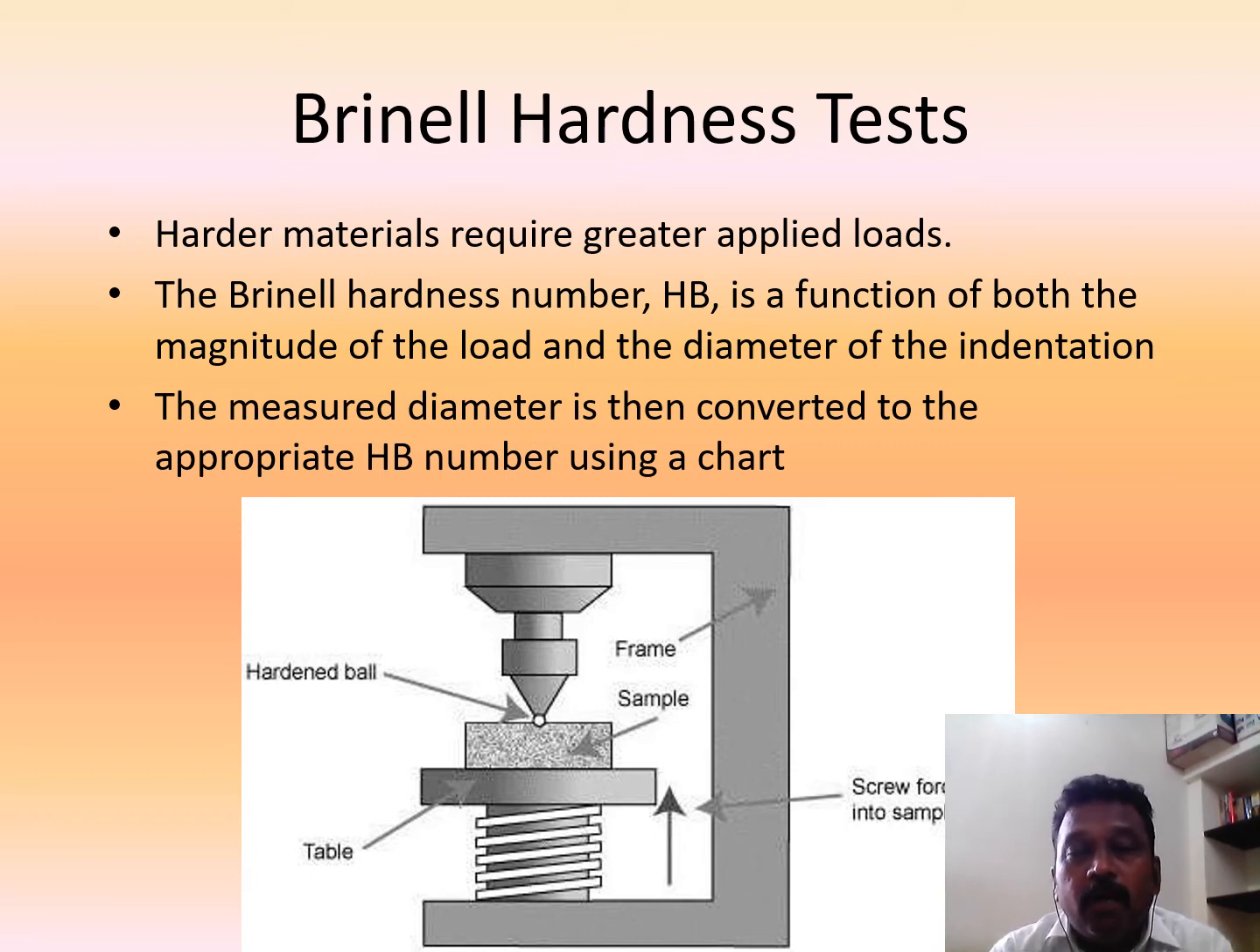This Brinell hardness test is for harder materials, which need greater loads. The Brinell hardness number is denoted by HB, whereas Rockwell hardness is denoted by HR. Brinell hardness is a function of both the magnitude of the load and the diameter of the indentation. The measured diameter is then converted into the appropriate HB number using a chart. By referring to the chart, you can conclude the Brinell hardness number of this test.